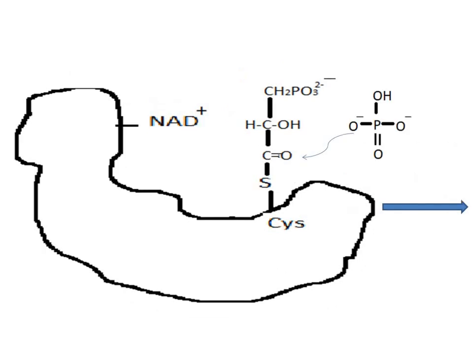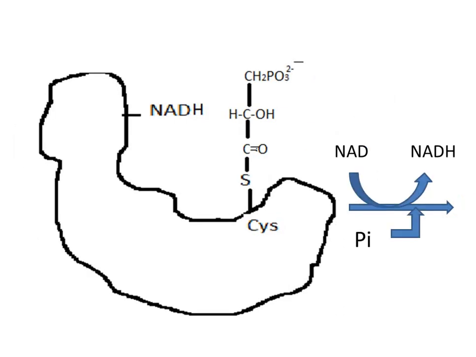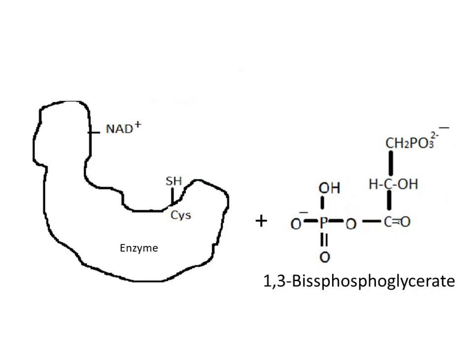NADH dissociates from the enzyme and another NAD binds to the active site. Orthophosphate then attacks the thioester to form 1,3-bisphosphoglycerate, a high phosphoryl potential donor. Thus, a crucial aspect of the formation of 1,3-bisphosphoglycerate from glyceraldehyde 3-phosphate is that a thermodynamically unfavorable reaction, the formation of acyl phosphate from carboxylate, is driven by a thermodynamically favorable reaction, the oxidation of an aldehyde.